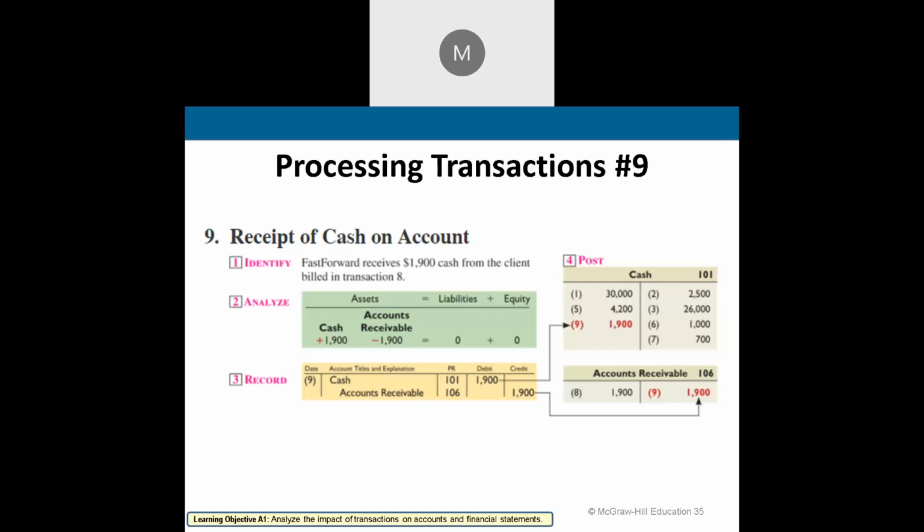Remember transaction 8? I made the sale to my customer on account. They're going to pay me later. That increased the accounts receivable. Now here we are in transaction 9. The customer's paying us. So we take the cash from them and we decrease their accounts receivable because they no longer owe us the $1,900. They just paid us. That's what this transaction does. So we debit cash, $1,900. We receive the cash. And we credit the accounts receivable to decrease their accounts receivable.